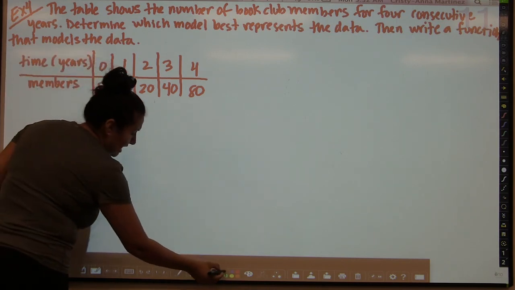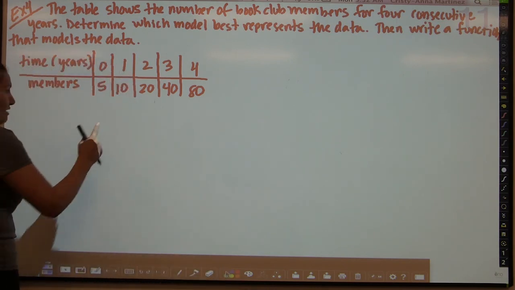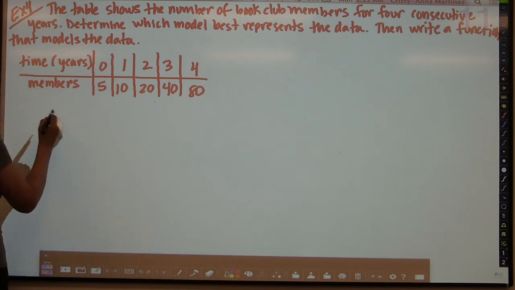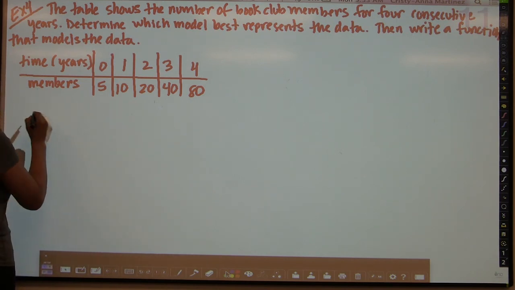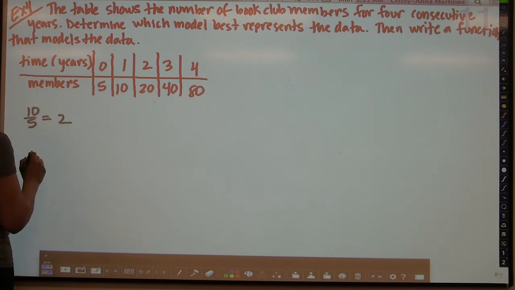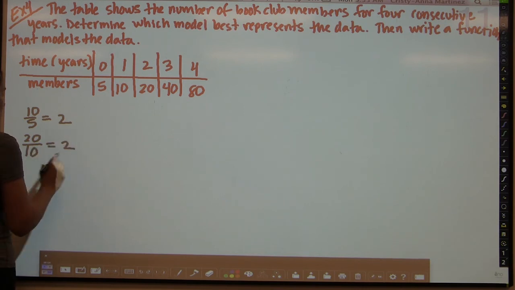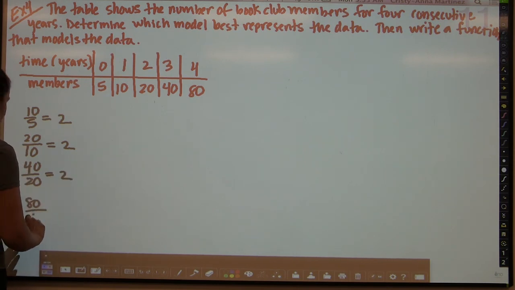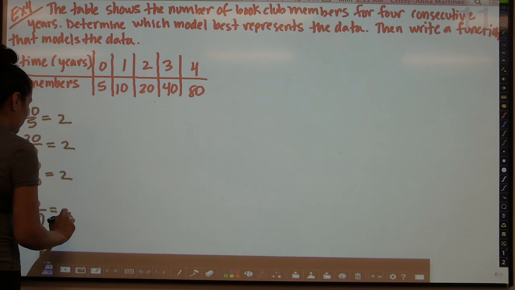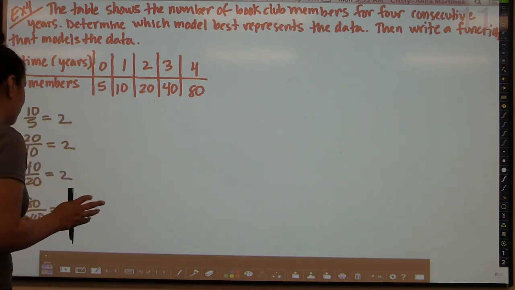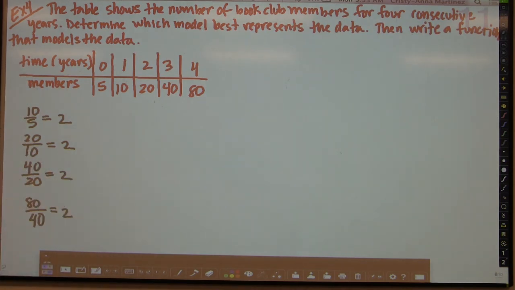One thing I noticed is that this looks very exponential because I'm looking at the ratios, and if we actually use ratios instead of differences this time, we'll go 10 divided by 5 is 2, and then 20 divided by 10 is 2, and 40 divided by 20 is 2, and 80 divided by 40 is also 2. So I noticed that as I was doing the differences, and then I abandoned that, and that's okay. You don't want to do work that you don't necessarily have to do if you can avoid it.